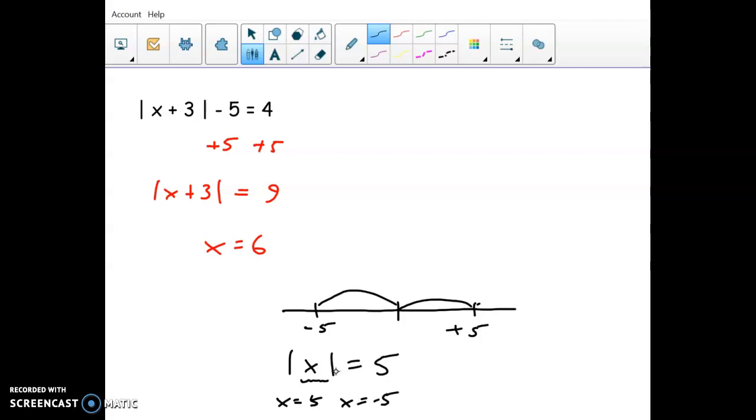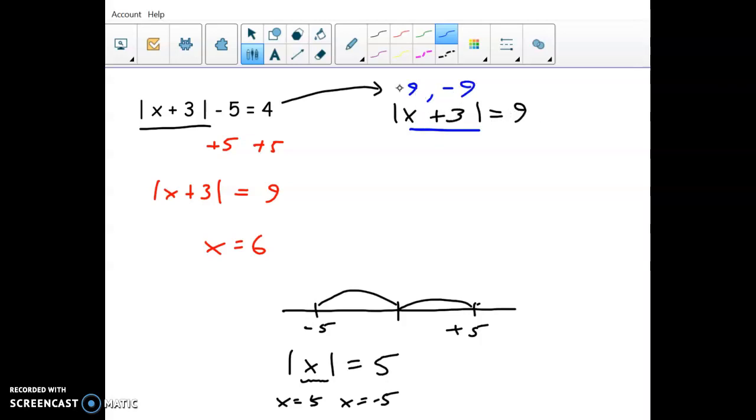Okay, so going back to our problem here, to get the two answers, you first want to get this absolute value alone. So we would add 5 to both sides. So that equals 9. And now we'd be to the point where this statement inside of here could either be a 9 or a -9, right? Either one of those would make it true. The absolute value of -9 would be 9. The absolute value of positive 9 would also be 9.